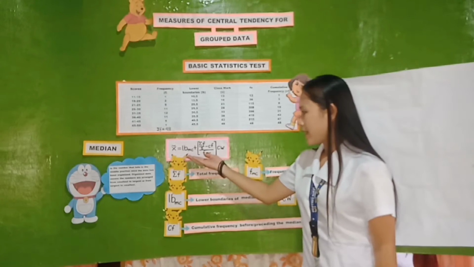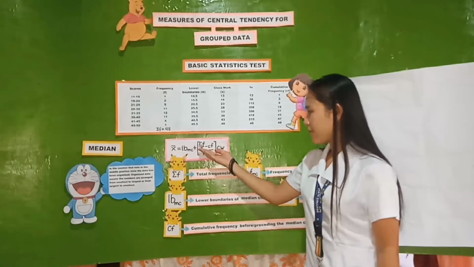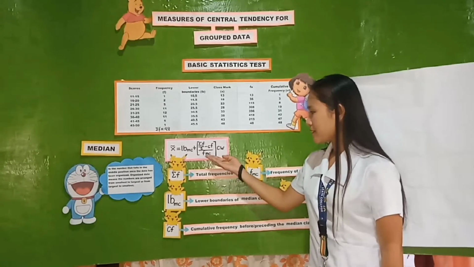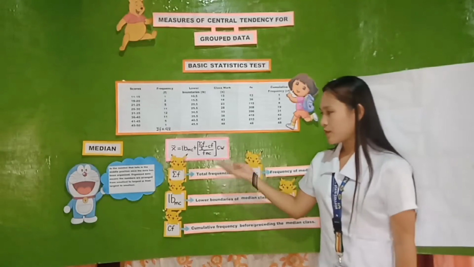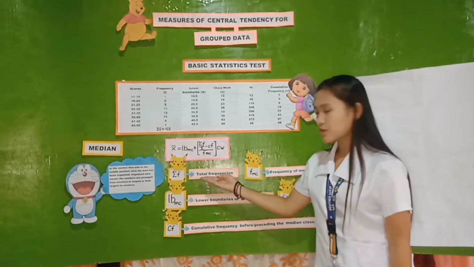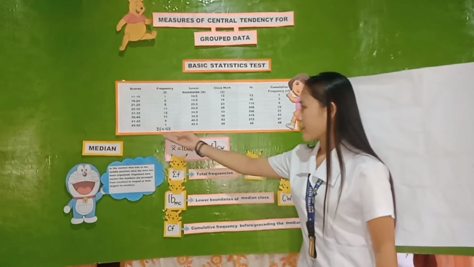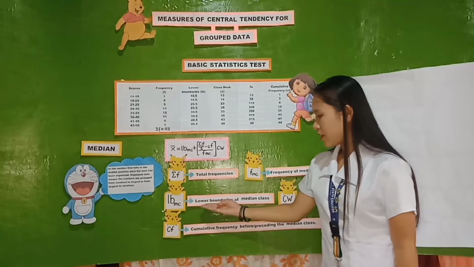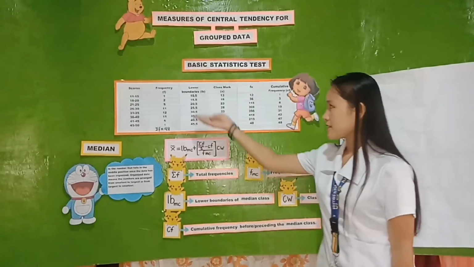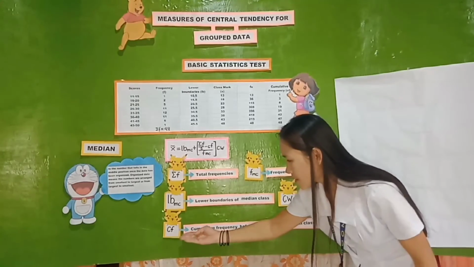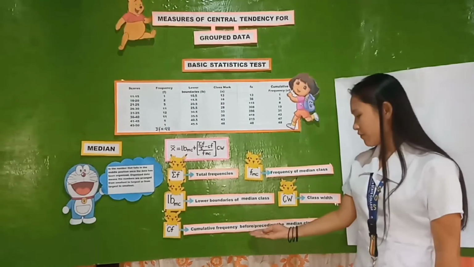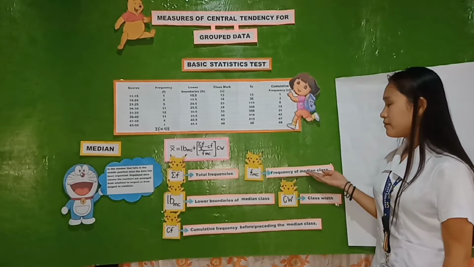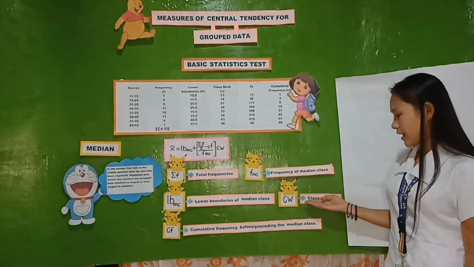So median is equal to LB sub MC plus summation of F over 2 minus CF over F sub MC times CW, where summation F is the total frequencies that we can see here. So 48. LB sub MC or the lower boundaries of median class, so we can see also here. And CF or the cumulative frequency before or preceding the median class. F sub MC or the frequency of median class. CW or the class width.